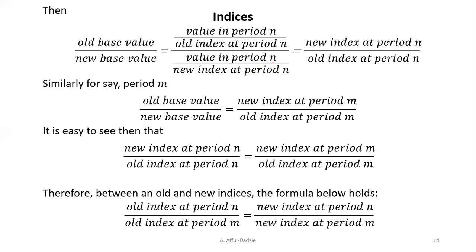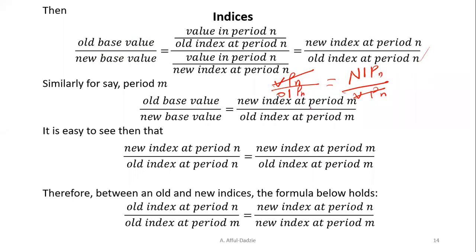So if you do this, let's say the value in period n, let me call it small v n, over the old index at period N. Now if I take this, you will have to reciprocate it. So you're going to have the new index at period N over the value in period N. Here we can have this cancel. If that cancels, we will be left with the old base value over the new base value being equal to the ratio of what is left here, which is the new index at period N over the old index at period N.